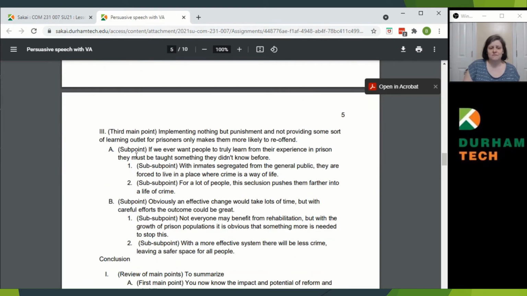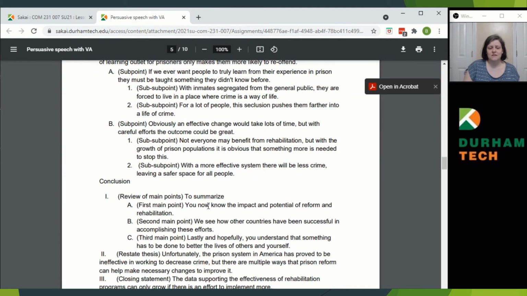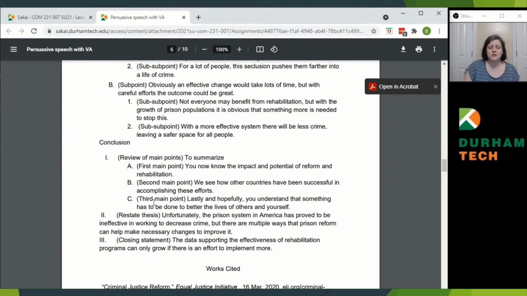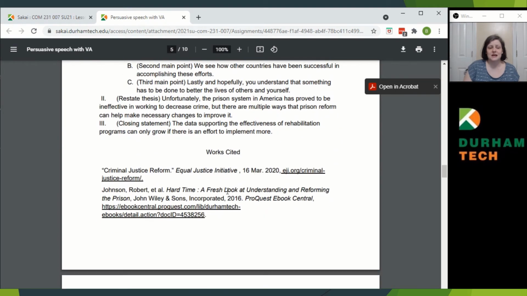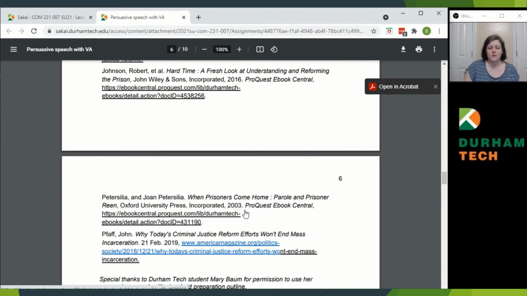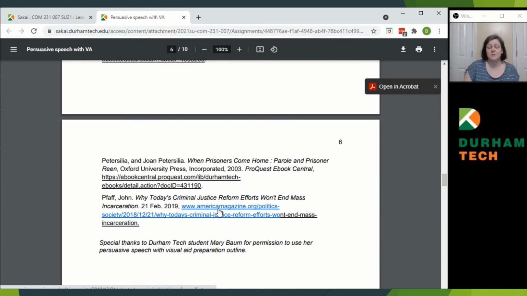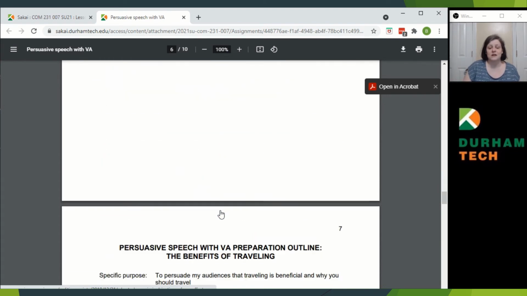Third main point with sub-points, etc. And then reviewing the main points, restating the thesis, etc. The works cited, great. An ebook from the library, excellent. An American magazine, beautiful. Excellent work here.